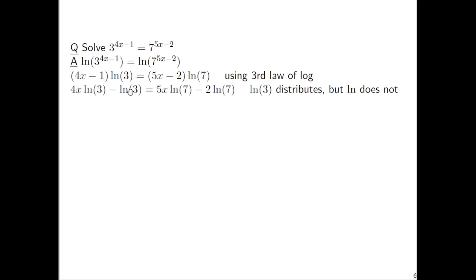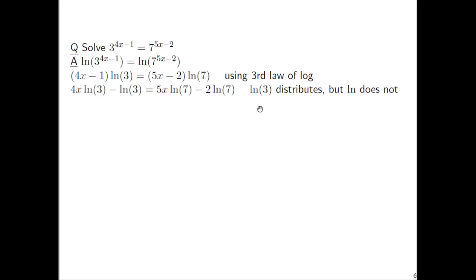Now we can distribute. So you can distribute ln of 3. So you have 4 times x times ln of 3 minus 1 times ln of 3, which is just ln of 3. On the right side, distribute ln of 7, and you have 5 times x times ln of 7 minus 2 times ln of 7. So the comment here is that ln of 3 distributes. Ln of 3, after all, is just a number.